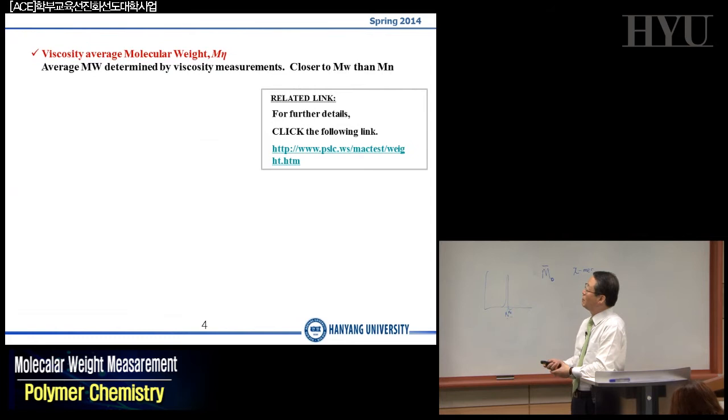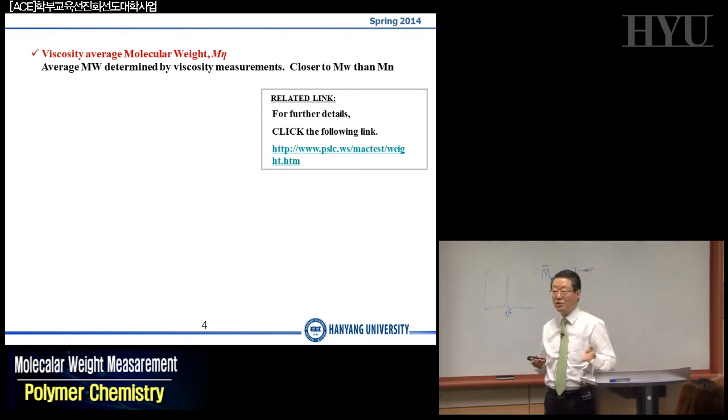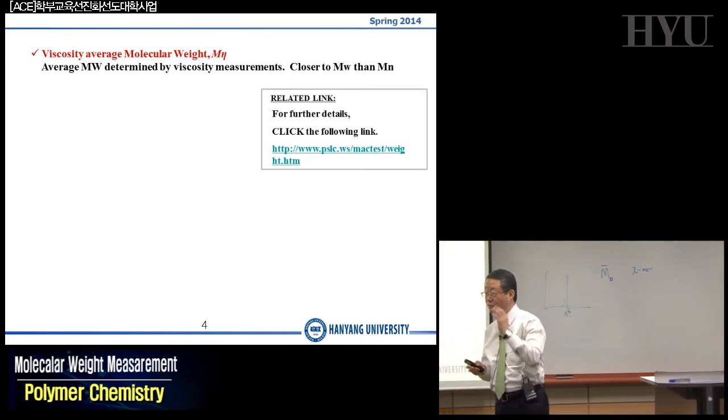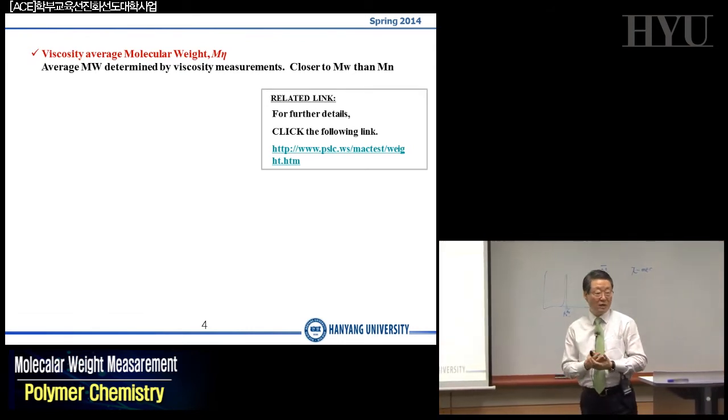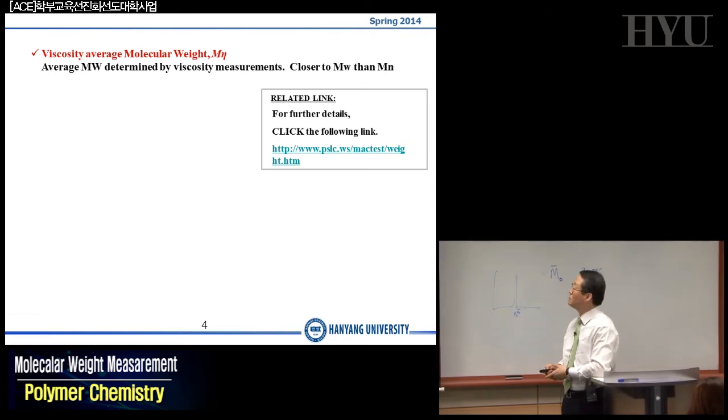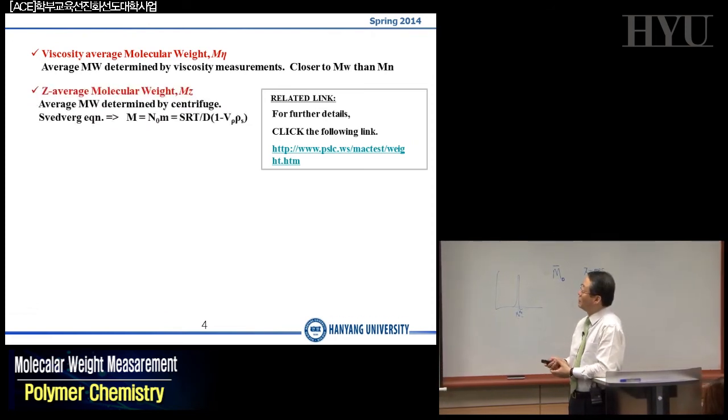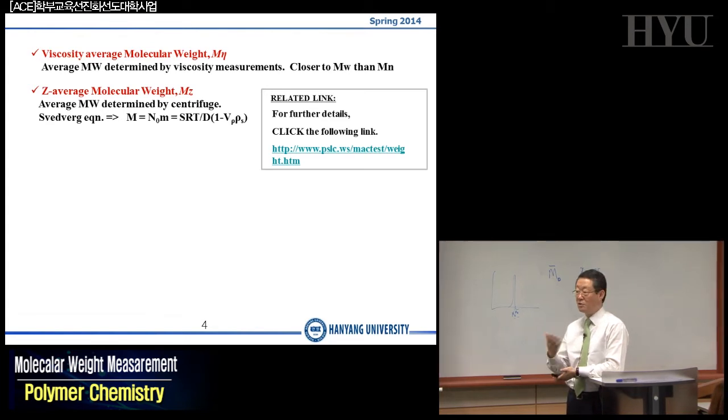Mv, or M eta, is the viscosity average molecular weight. So if you know the viscosity, then we can calculate the viscosity average molecular weight. Well, the Z average molecular weight can be determined by the centrifuge method, but it's not very widely used these days. But I just would like to let you know that we have the Z average molecular weight, but this is just by definition.